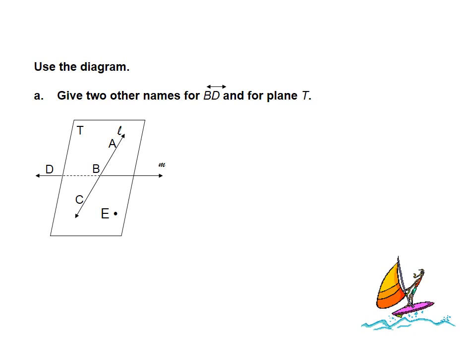Now use the diagram to give 2 other names for line BD and for plane T. If you need to, pause the screen to give yourself more time.